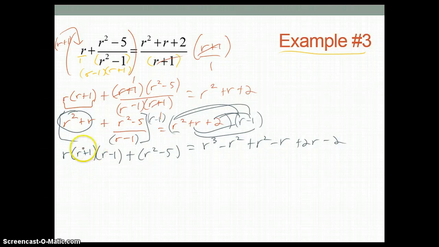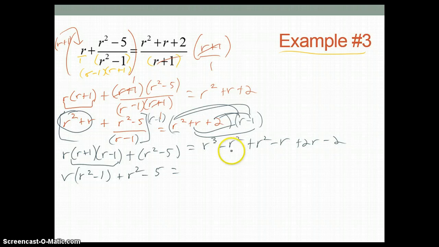Now the reason that I took this and I left it as r times r plus 1 is since this is multiplication, I can do it in any order, and it's just going to save me a step here. If you didn't do that, then you'll end up taking r minus 1 times each of these terms, which is no big deal. So here we have r plus 1 times r minus 1, which is r squared minus 1, and that's times r. And then we have plus r squared minus 5, to this addition of this.